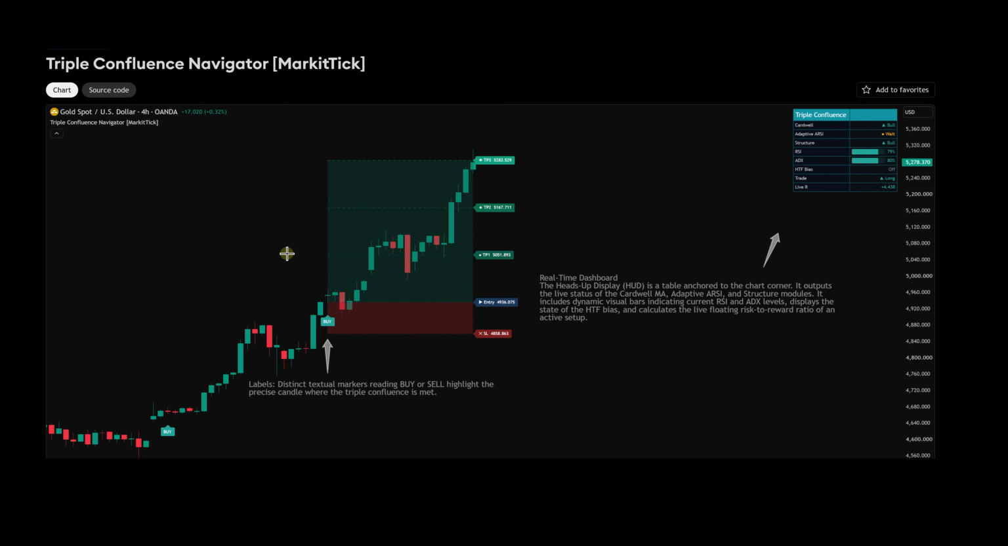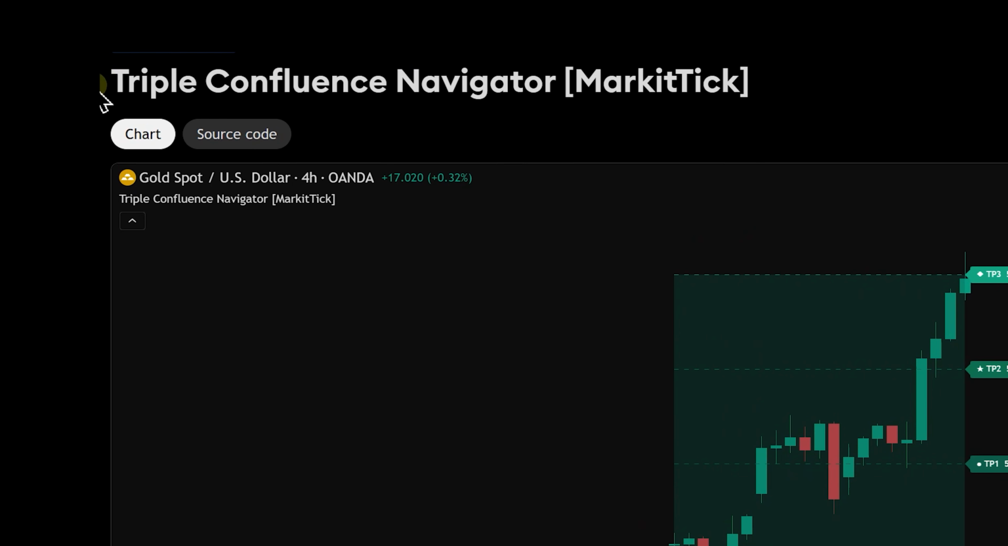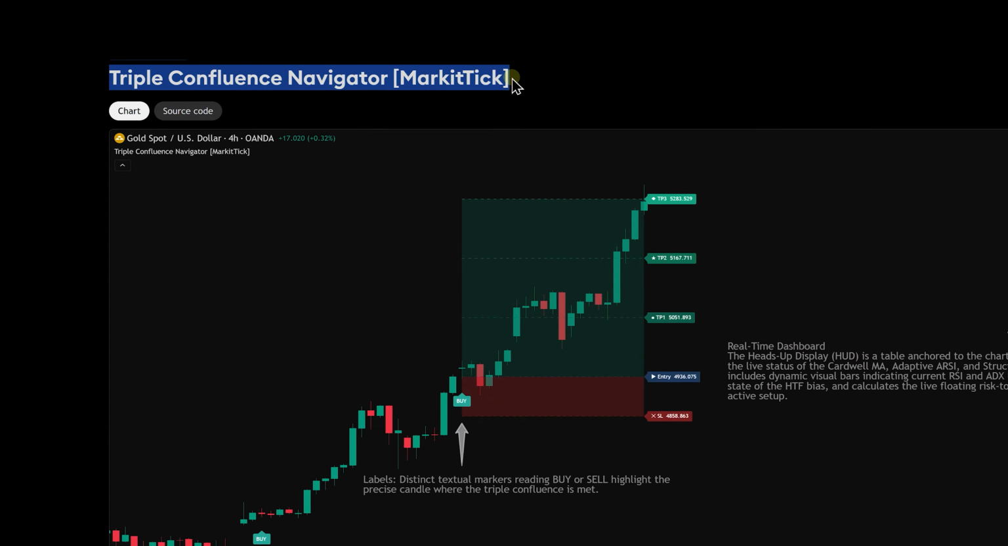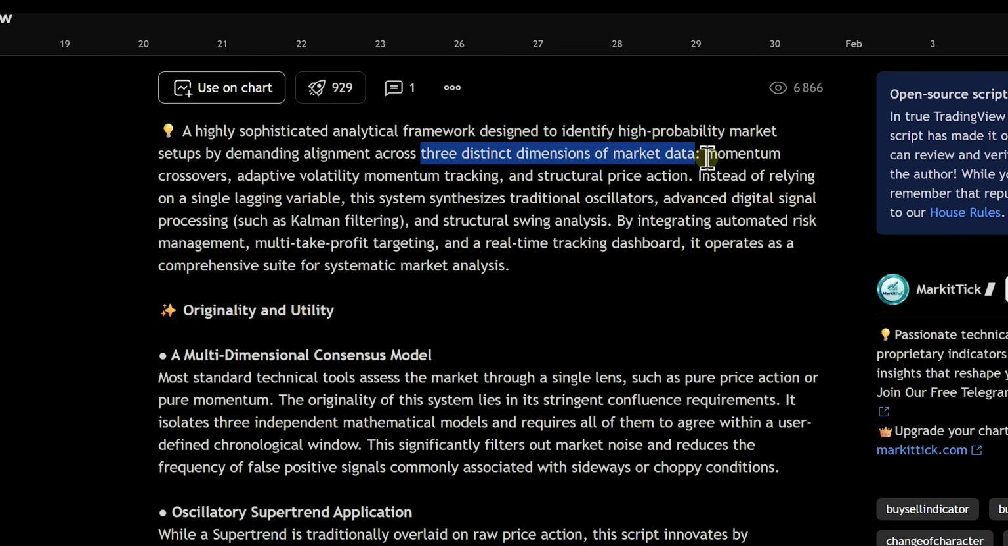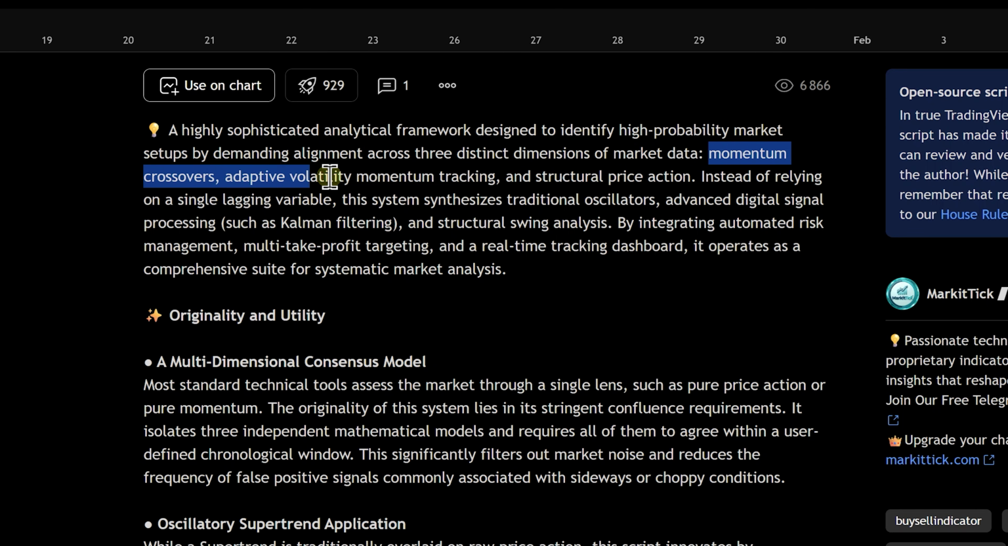That is exactly what this indicator is built to solve. Instead of relying on a single signal, the Triple Confluence Navigator waits until three completely different types of market analysis agree before generating a signal. It combines momentum analysis, adaptive trend confirmation, and market structure into a single trading system designed to filter out many of the low-quality signals that often appear during choppy markets.